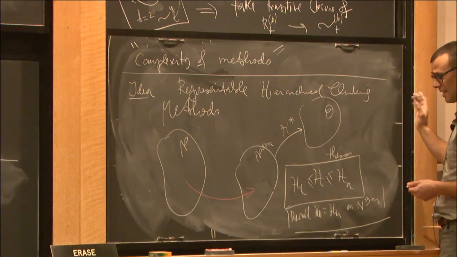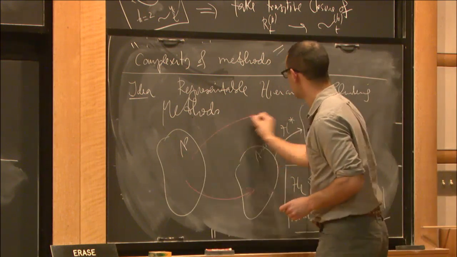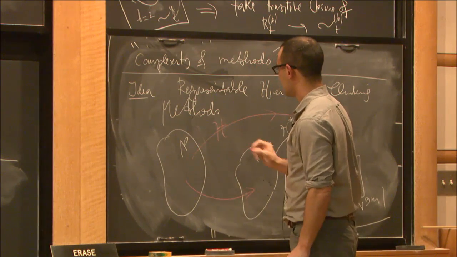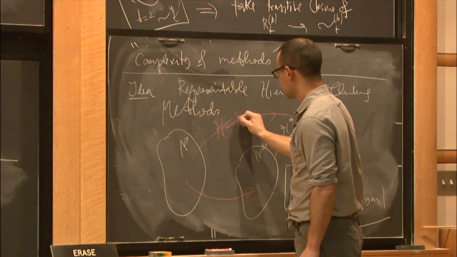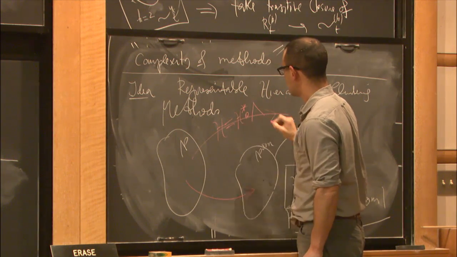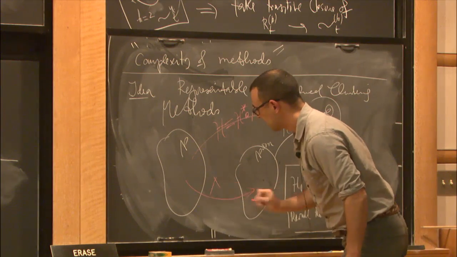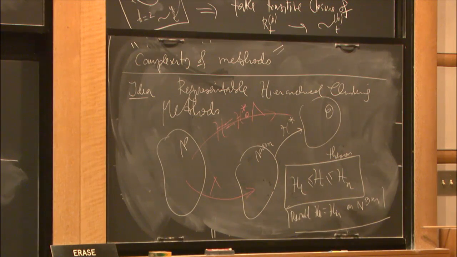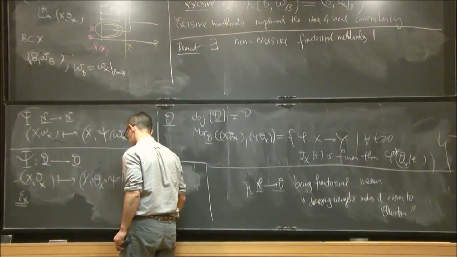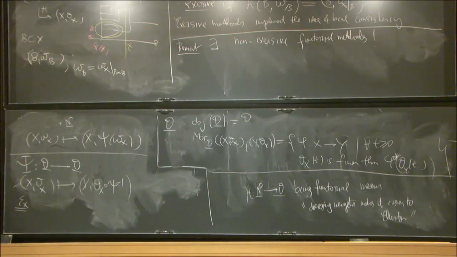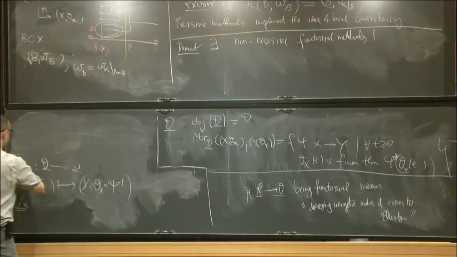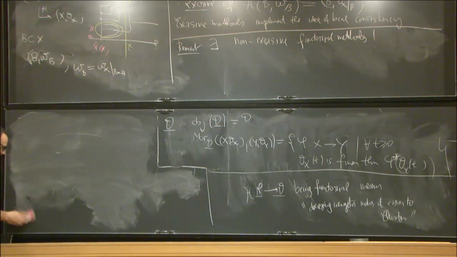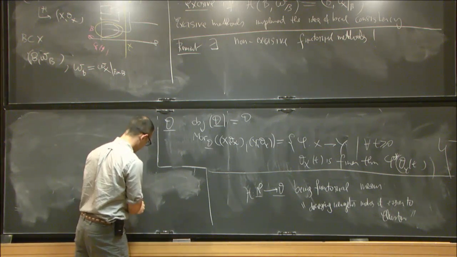So representable hierarchical clustering methods are methods that you can write as H is equal to applying single linkage composed with some map lambda. But those maps are special. Yeah, it's the first part of the definition. I will, yeah. It's a long-winded definition, so I wanted to give the intuition first.